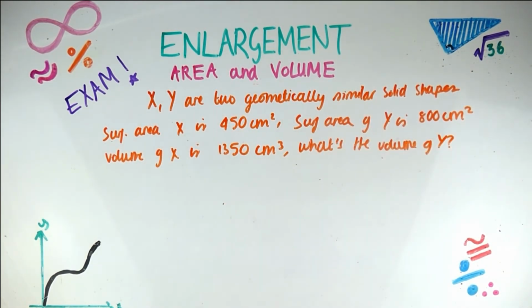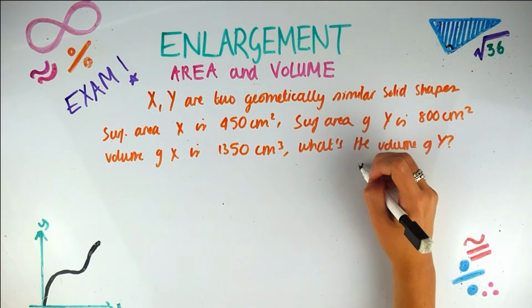So this is your next question, so a bit wordy. It's always nice when you have a little diagram, but you know, we'll work with it. So we have X and Y are two geometrically similar solid shapes. So that's a bit of illustration there. Similar means the same shape but different sizes. The surface area of shape X is 450 centimetres squared, and the surface area of Y is 800 centimetres squared. The volume of X is 1,350 centimetres cubed. What's the volume of Y? So we're looking for the volume of Y.